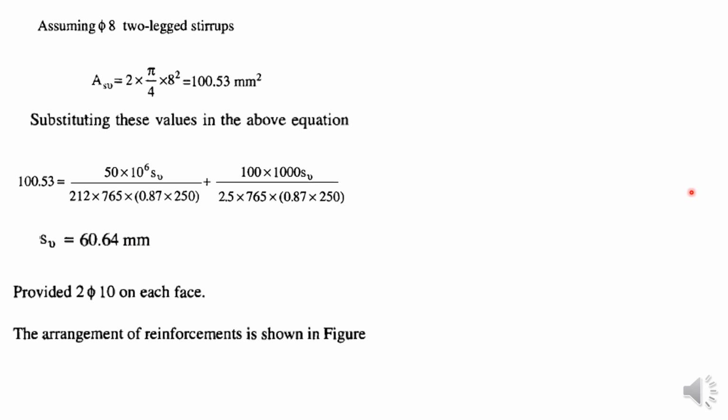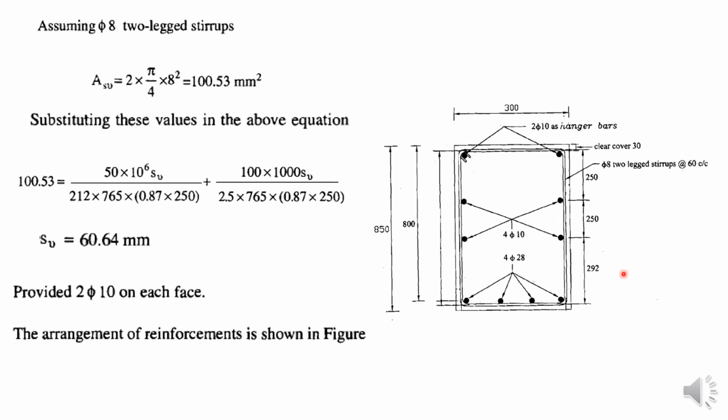The arrangement of reinforcement is given in the figure. The size is given: 8 mm 2-leg stirrups at 60 mm center to center. The clear cover is 30 mm at bottom and top. So there are 2 numbers of 10 mm bars at the top, and also 4 numbers of 28 mm main reinforcement. The figure shows the arrangement of reinforcement. So this is about the combined shear and torsion problem. Thank you so much.